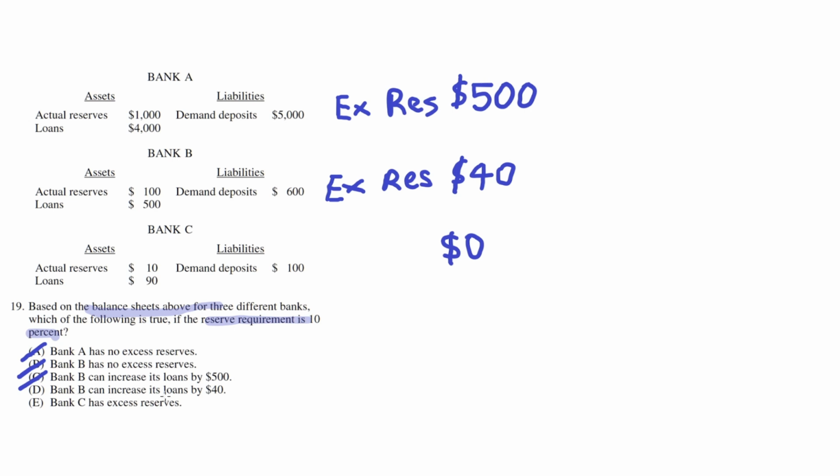D. Bank B can increase its loans by $40. This is the correct answer because it properly shows that Bank B has $40 in excess reserves, so they can increase their loans by $40. So D is the correct answer.